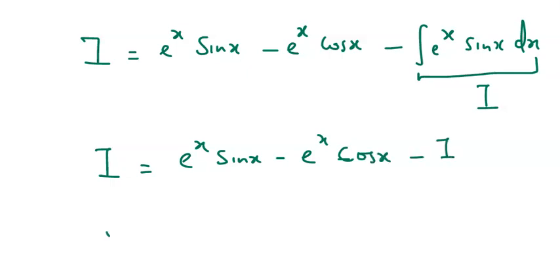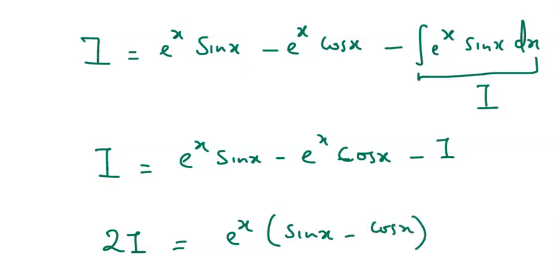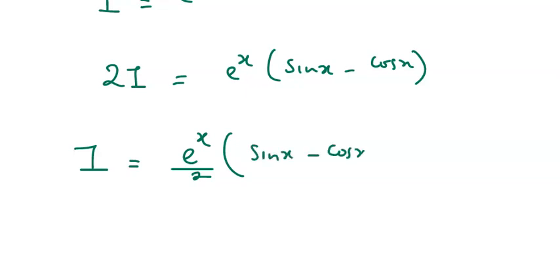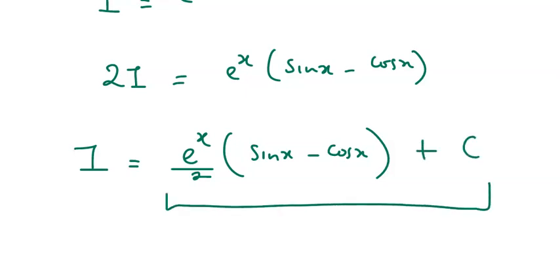So add I to both sides, we get 2I is equal to e raised to the power of x into brackets, sine of x minus the cosine of x. Then divide both sides by 2, and here we find our solution. I is equal to e to the power of x divided by 2, then into brackets the sine function of x, sorry for that, sine of x minus the cosine of x, and then plus c. So this right over here is our solution.